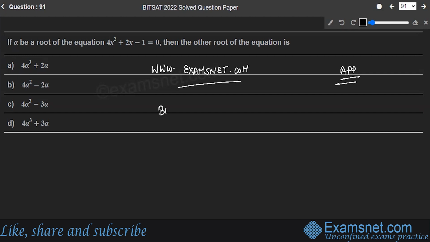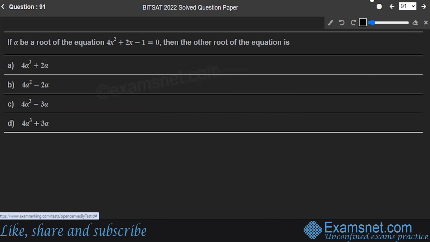Today we'll be solving the BITSAT 2022 mathematics part of the paper. This paper has multiple parts, and we'll be focusing on the mathematical portion in this video. So here we go. Question number 91. Very best of luck. It says if alpha is one of the roots of this equation, then the other root of the equation is.